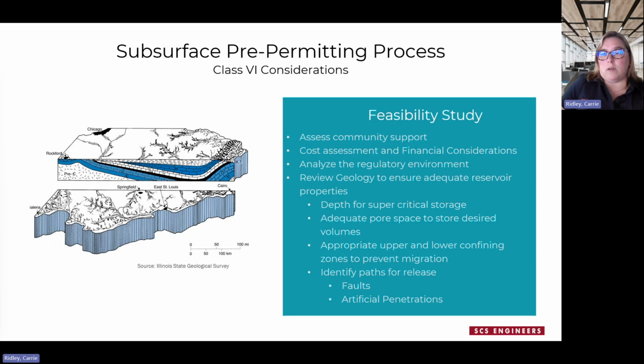Then, if all community support, money, and a favorable regulatory environment are in place, we can look at the geology to see if it's suitable, reviewing the depths that would allow for supercritical storage, the porosity and permeability needed in the storage zone, as well as seals. We will review the existing information, determine if there's confining units, and look for risks of leaks related to geological structures such as faults and other artificial penetrations.